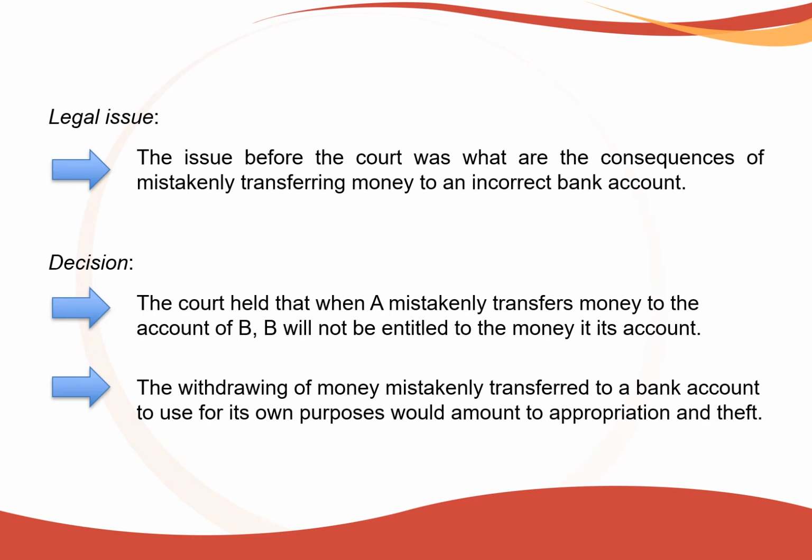So the issue that arose concerned the consequences of someone mistakenly transferring money to the incorrect bank account. In the decision of the court, they needed to answer the legal issue. It was held that when A mistakenly transfers money to the account of B, B will not be entitled to the money in its account. The withdrawing of money mistakenly transferred to a bank account to use for its own purposes would amount to appropriation and theft. The court in Nissan distinguished the issues from that in Take and Save Trading.